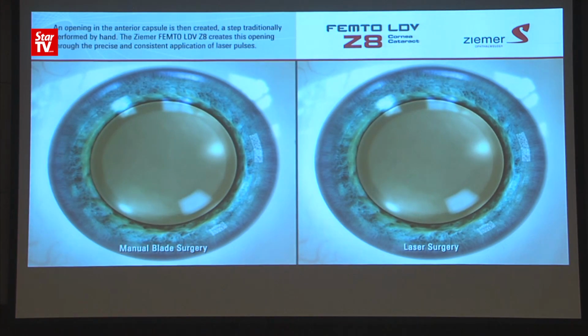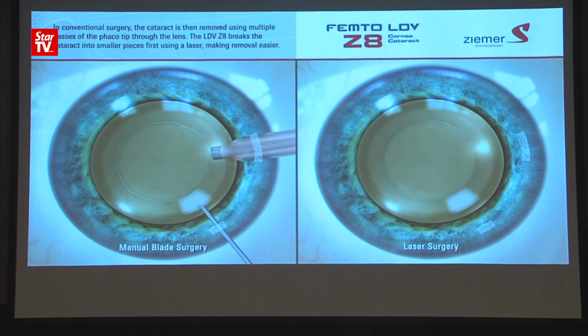Once an incision has been made through the cornea, the next step is to create an opening in the anterior capsule of the lens, a step traditionally performed by hand. The Zimmer Z8 laser can create this opening in a manner that is much more precise and consistent than is possible with manual techniques.